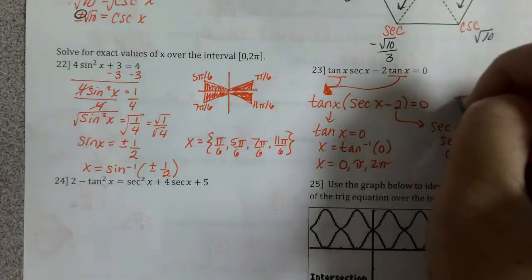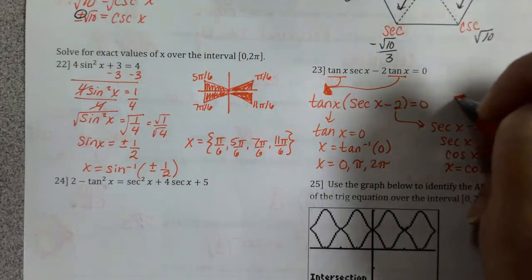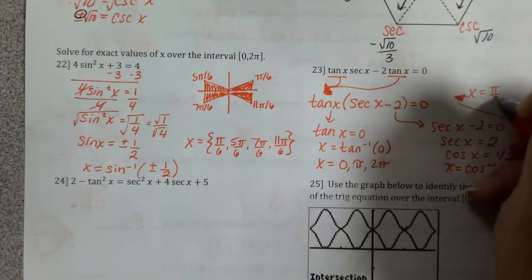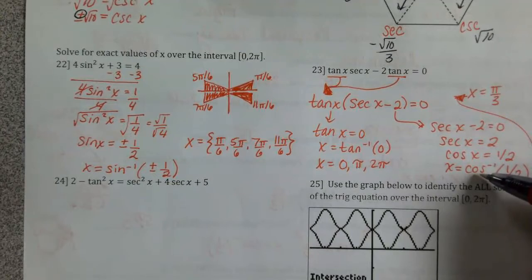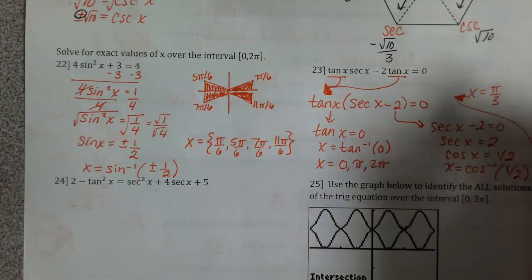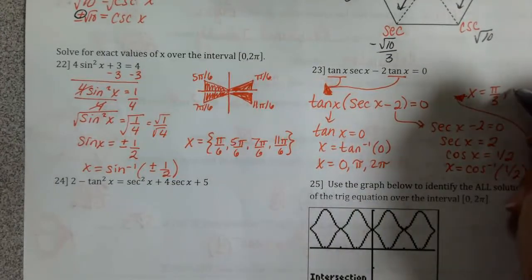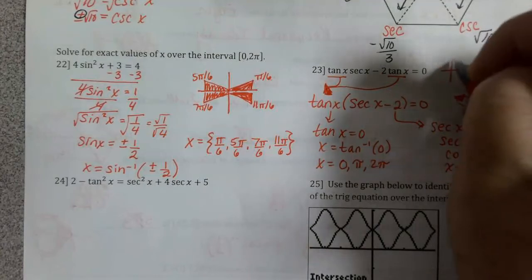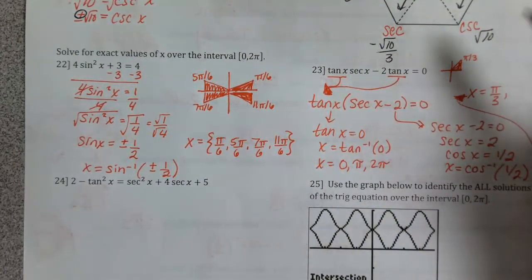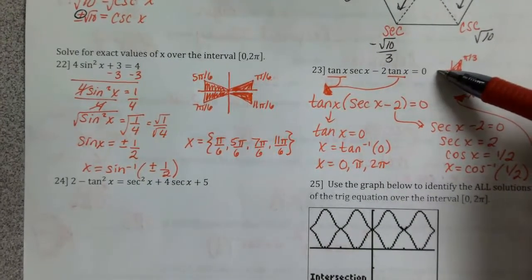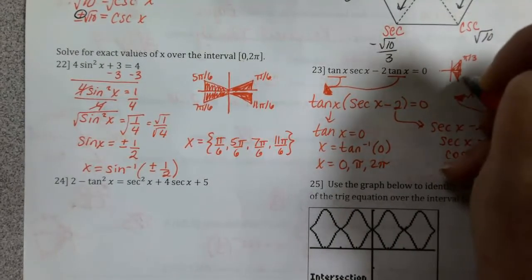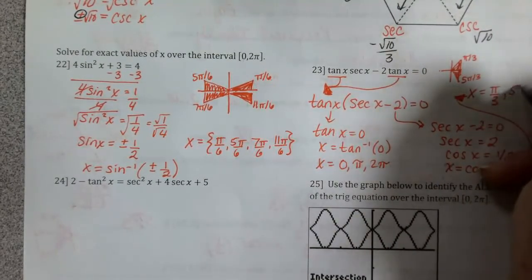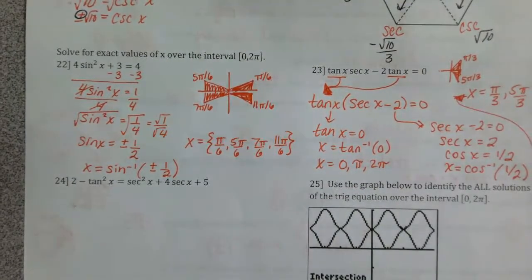Let's see, put that up here. So x equals pi over 3, that's quadrant 1. And then cosine is also positive in quadrant 4. And that would be 1 pi over 3, 2 pi over 3, 3 pi over 3, 4 pi over 3. So quadrant 4 would be 5 pi over 3.